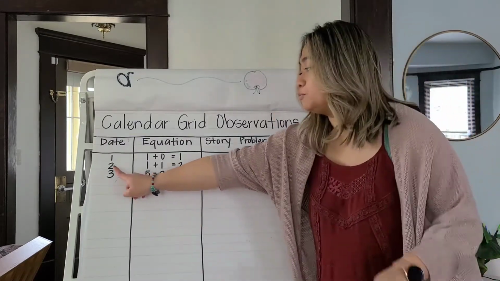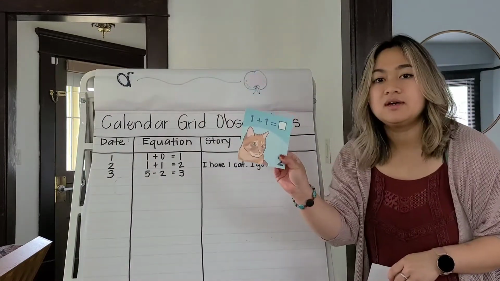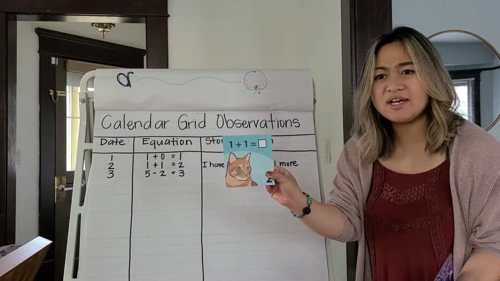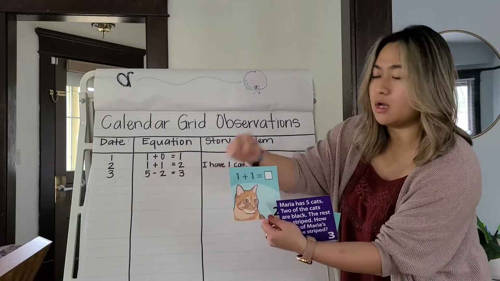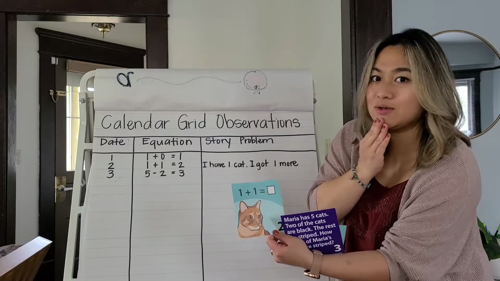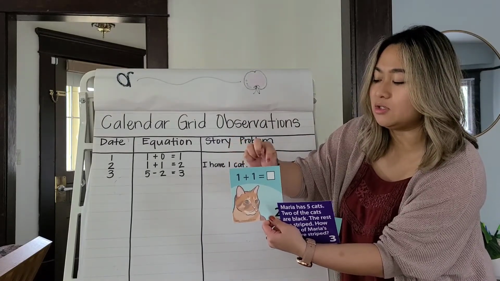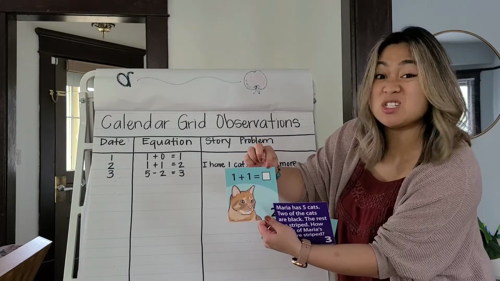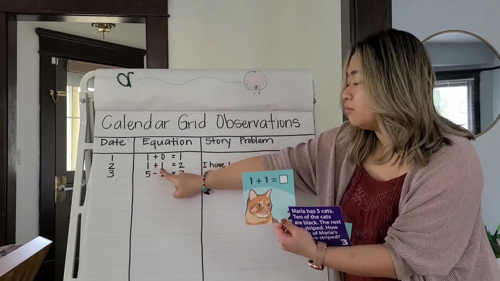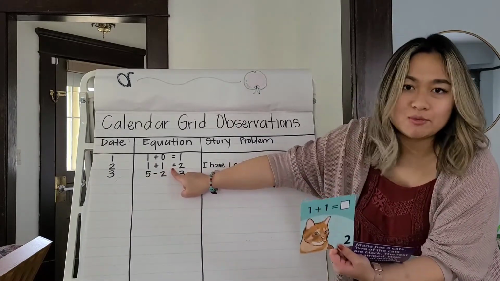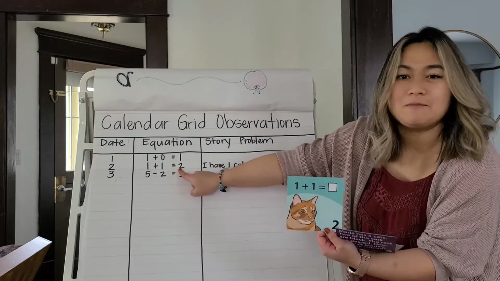Let's look at May 2. So May 2 looks like this. Now, May 2 already has an equation. So I wrote that right here. Maybe I should have you read it with me. Read it with me. 1 plus 1 equals box. So I just copied that onto our chart. 1 plus 1 equals, and we figured it out together. We knew it was 2, so I just wrote it.